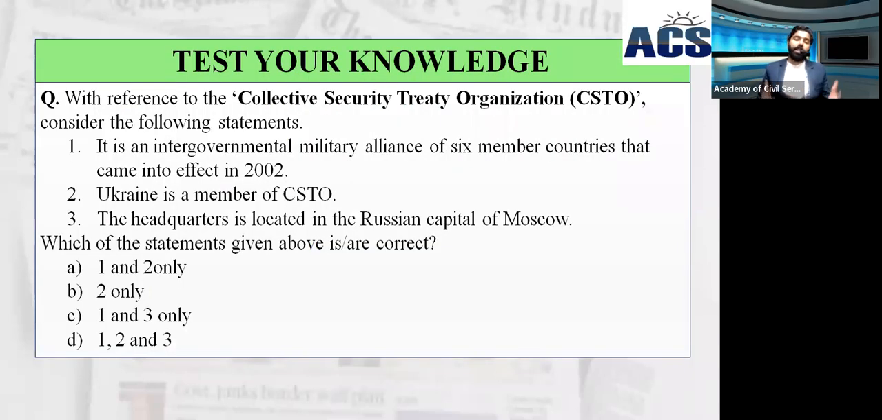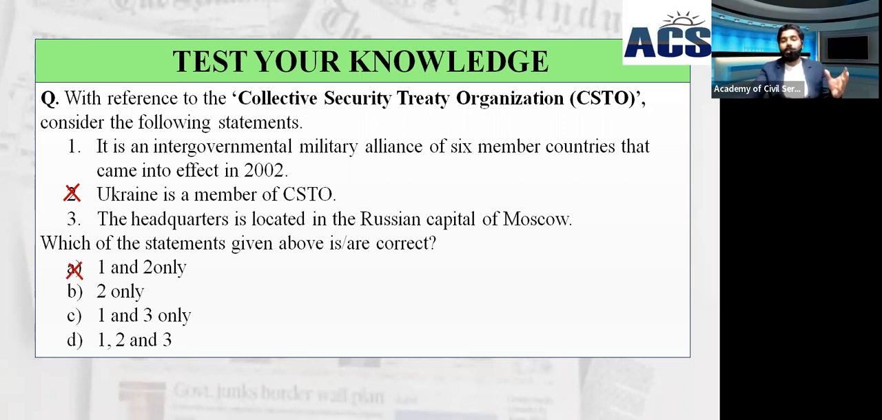And similarly, we can also expect questions with regard to the organizations associated with this context. One of the organizations I have mentioned is the Collective Security Treaty Organization. This was a model question we gave to the students writing our prelims test series. And we know that Ukraine is not a member of the CSTO. In this particular question, it says Ukraine is a member of the CSTO. So the basic fact we definitely have to study: Ukraine is not a member of the CSTO. That way the second statement is wrong.